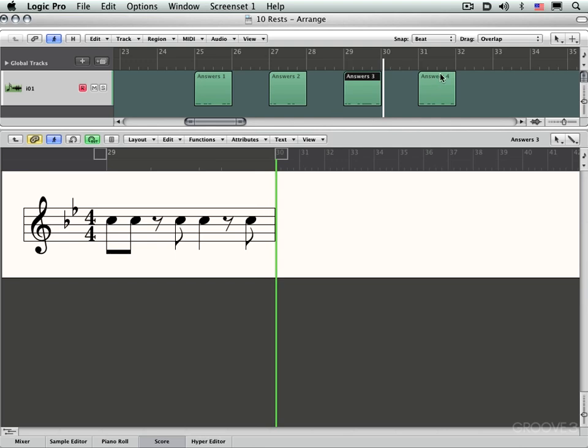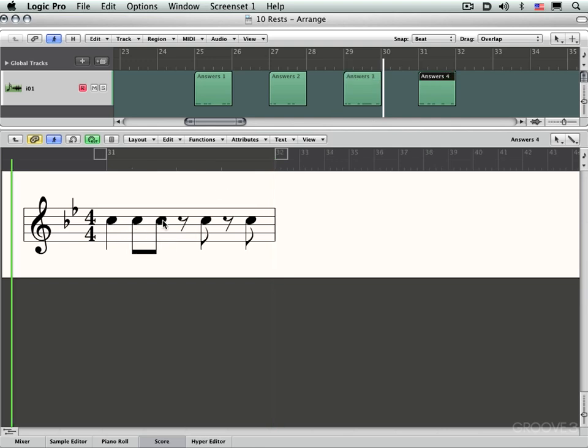And the fourth example, 1, 2 and 3 and 4 and. So beat 3 and 4 are the same, where we have a rest on the downbeat and an eighth note on the upbeat. So that's it.